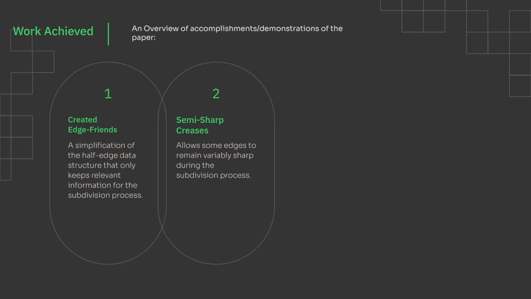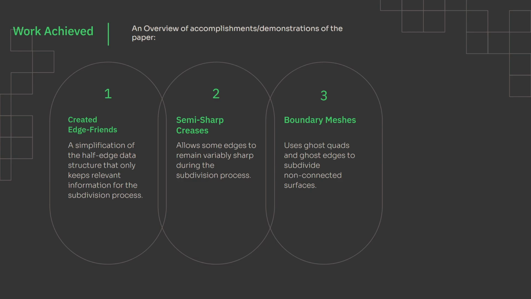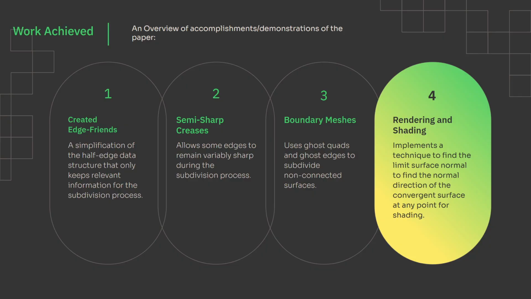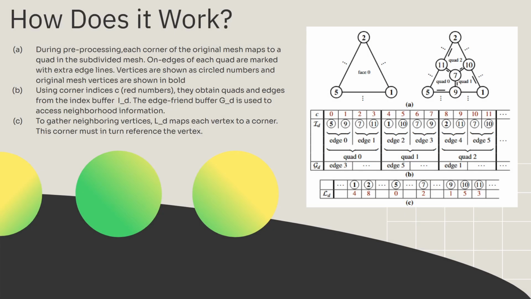They can handle semi-sharp creases, so they can crease edges to make better meshes. They can also handle boundary meshes, where the mesh isn't complete and there are holes or pieces of meshes stitched together. It's very nice. And rendering and shading. They can do some really nice things with rendering and shading, such as using the limit surface normal to find the normal direction of the actual surface that the subdivision is converging to, and provide that normal value for shading.